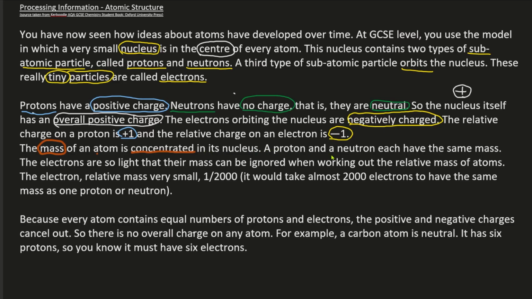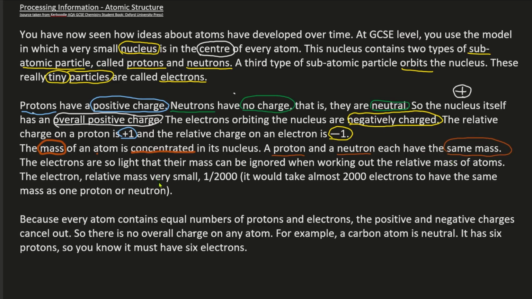A proton and a neutron each have the same mass. That means that we know now that the proton and neutron are the same. So let's write that down. Protons and neutrons have the same mass, and that's really important information again.